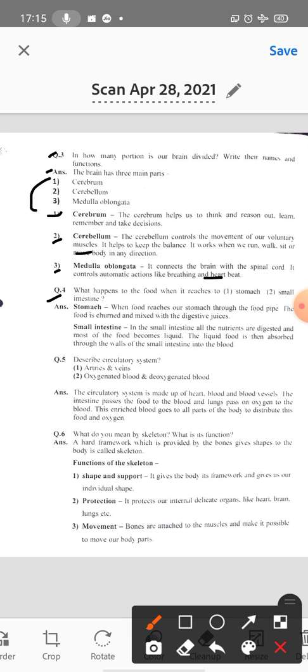Okay, now the fourth question. What happens to the food when it reaches the stomach and small intestine? Okay, so what is the question? What happens to the food when it reaches first the stomach and also when it reaches the small intestine?